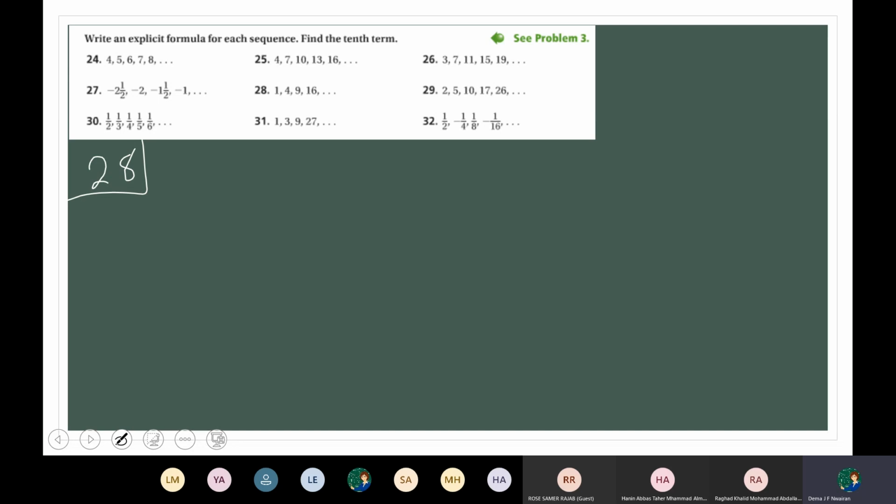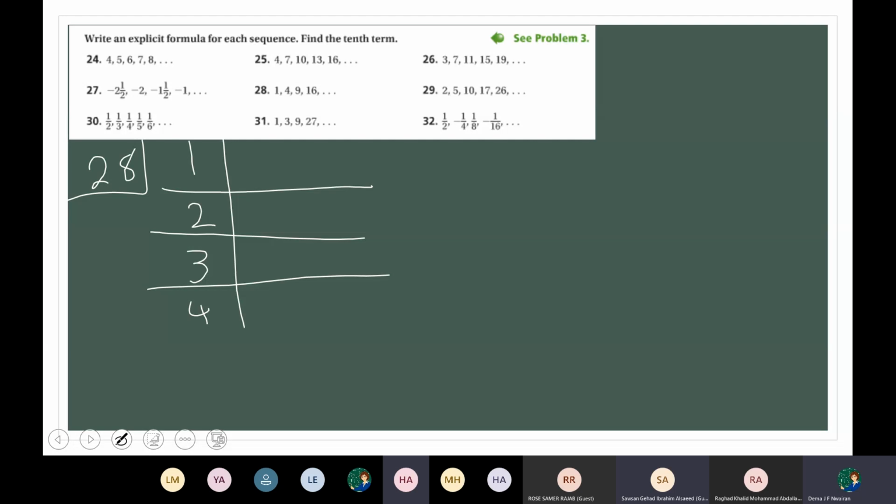Number 28, as you see. This one is easy. In 1, it is 1. In 2, it is 4. In 3, it is 9. In 4, it is 16. What is the relation between n and my answer? N squared. Thank you. Because 2 squared is 4, 3 squared is 9, 4 squared is 16. So a of n here is n squared.